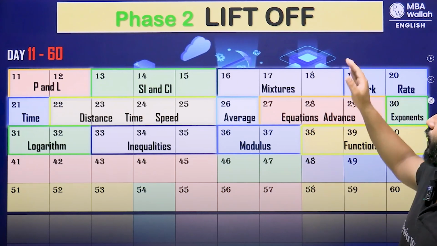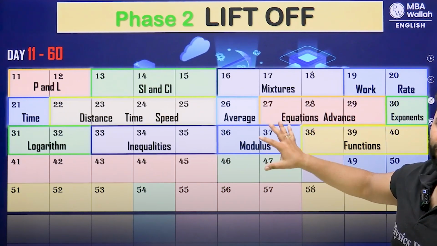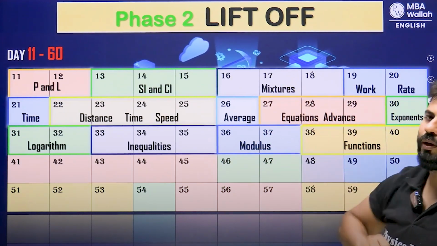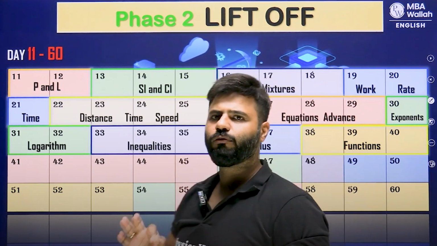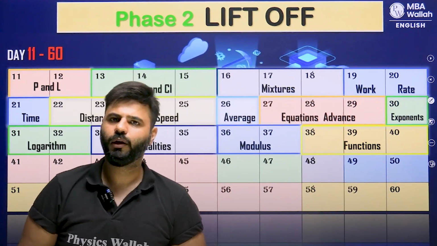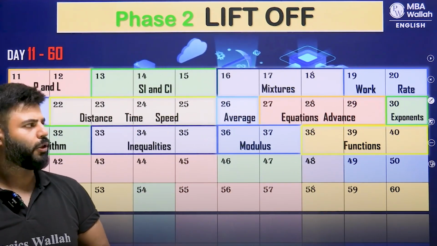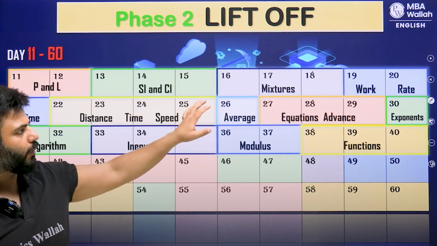So if you see, out of this 50 days of phase, 30 days I've spent on arithmetic and algebra because they are going to form around 14 to 15 questions in your exam. So this is very important.